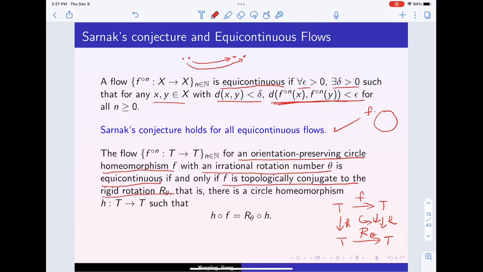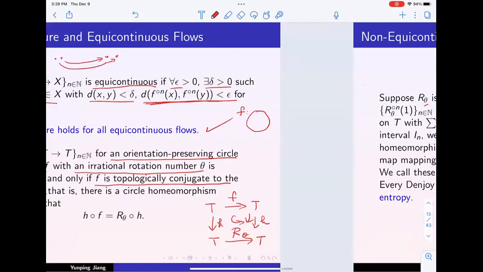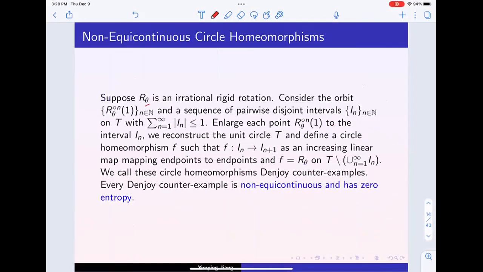But then you ask, okay, how do you have a map which is not equicontinuous but still has zero entropy? Well, that's easy to construct. That is a non-equicontinuous circle homeomorphism, still a circle homeomorphism, right? So here's the way you construct that.